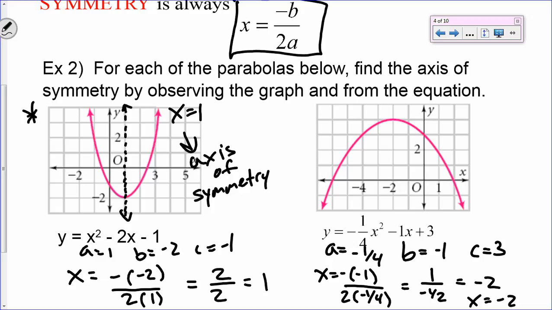Well, let's go observe the graph here. We plotted a vertical line on the x equals -2 line. Would that appear to be the axis of symmetry? Well, absolutely, yeah. Yep.